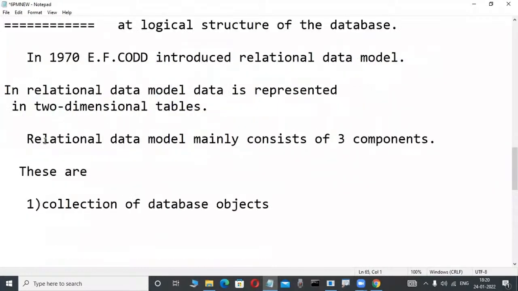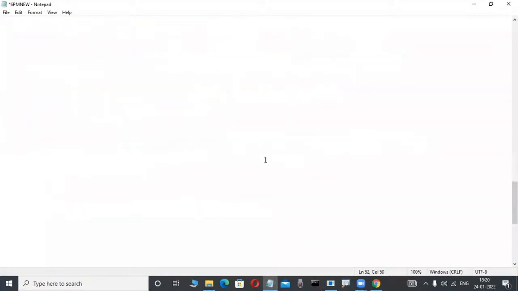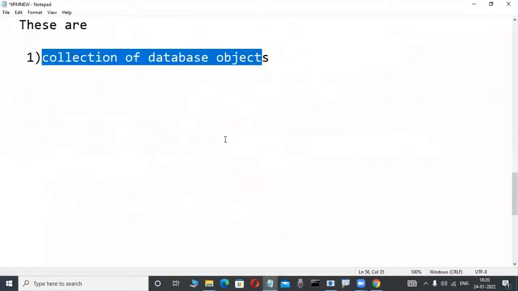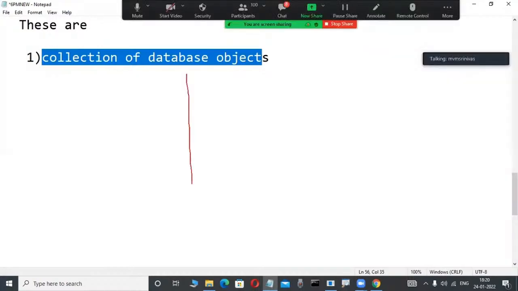Actually, observe here slowly: the relational data model mainly consists of three components. What is the first one? A collection of database objects. Collection of database objects is dead easy. Even if you are a first-time newcomer, it is understandable.